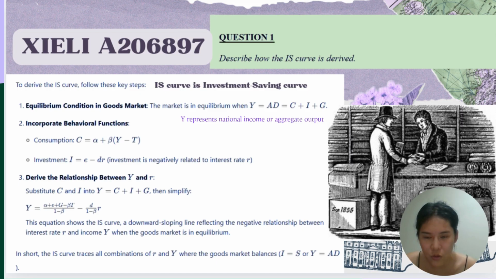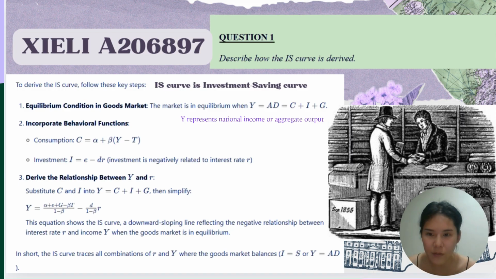In these two functions, let's look at this one. Investment is negatively related to the interest rate R, and consumption is also negatively related to the interest rate. So it means that when you have very high consumption, the interest rate is definitely lower, and vice versa. And the second is that investment is negatively related: when the interest rate is higher, we will reduce our investment, and vice versa.